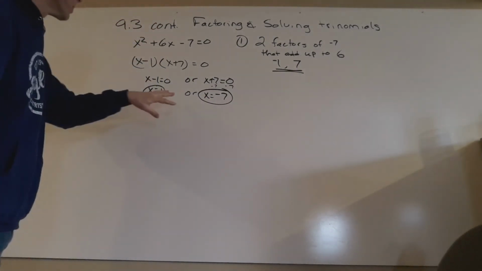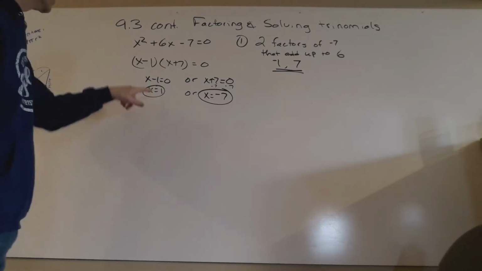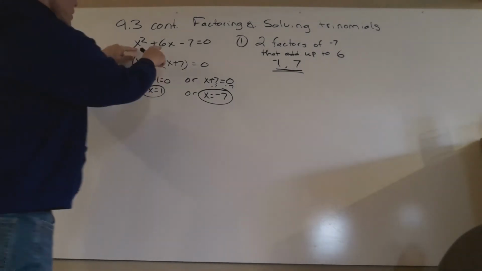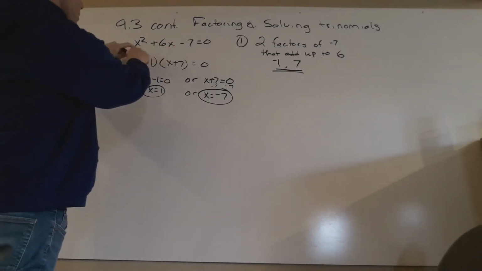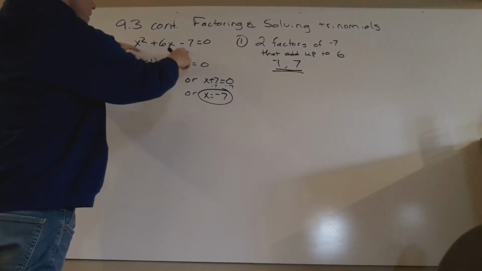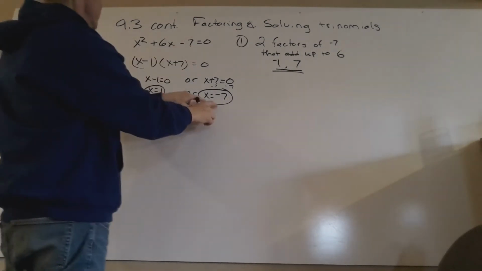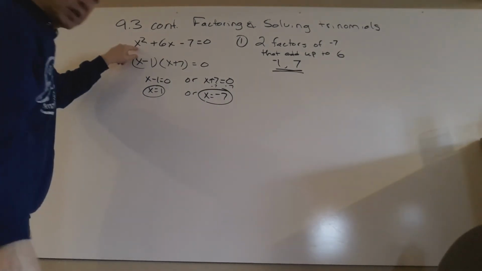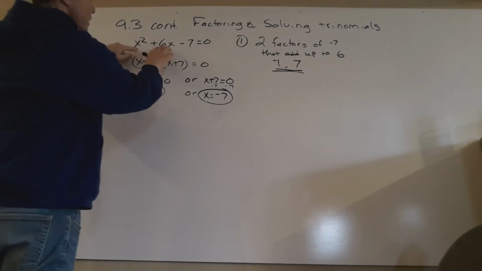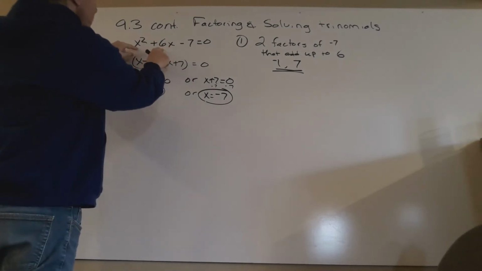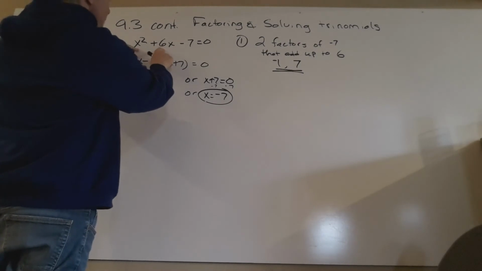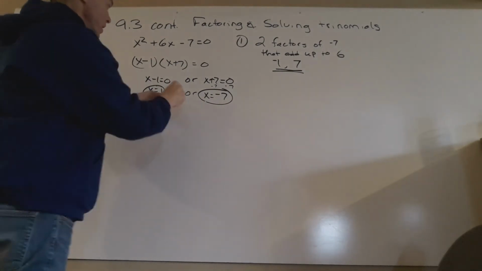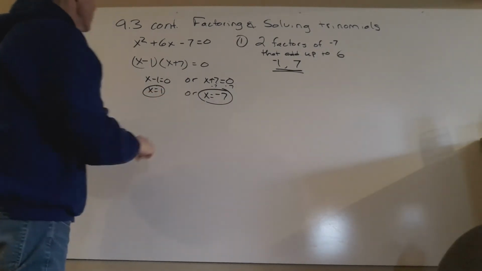To check your work, if you got the right answer on these, plug in 1 up here. 1 squared is 1. 6 times 1 is 6, so 1 plus 6 is 7. Minus 7 equals 0. Yes, that works. Plug in -7. That would be -7 times -7, a positive 49. Plus -42. Add those together, 7, and 7 minus 7, of course, you get 0. These are your two solutions, 1 or -7.